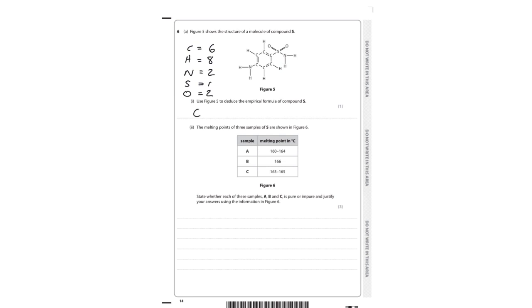So the empirical formula is C6, and you need to write this down as a formula: H8N2S1. Sorry, that's a small one.